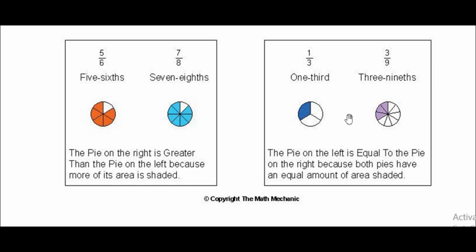Looking at both of these pies, they both have the same amount of area shaded. So you can see right here, both have the same amount of area shaded. Therefore, they are equal. So, 1/3 is equal to 3/9.